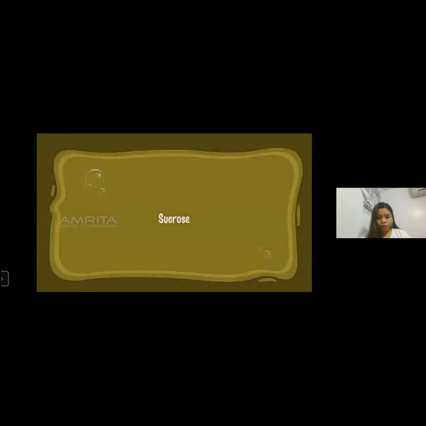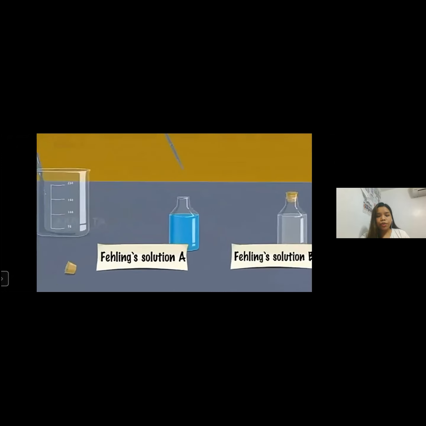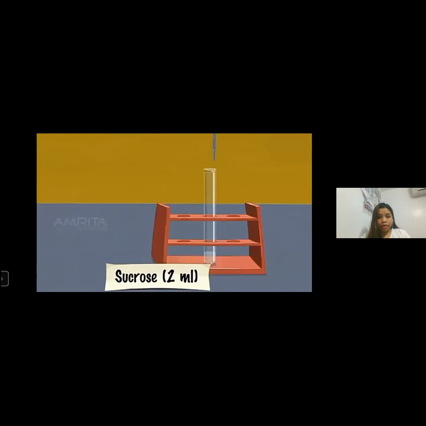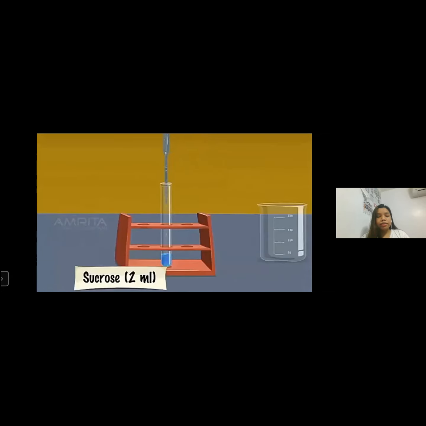Now moving on to sucrose. Same procedure that we did in our glucose solution, we will take 2 ml of Fehling solution A. Then we will add another 2 ml Fehling solution B to our 2 ml sucrose solution. Here, as you can see, there are same measurements. Notice that the sucrose also turned into a deep blue color right after adding the Fehling solution A and B.